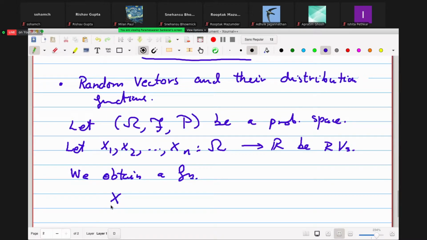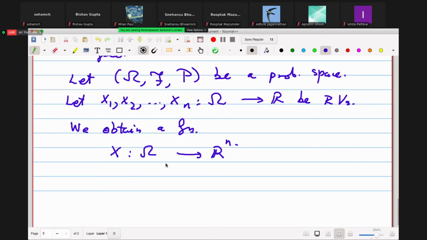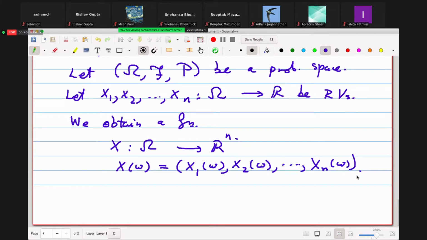So X, you may want to underline it, but no need to underline it, from omega to R power n. What is R power n? It's just an n-tuple of real numbers, right? And what does this function do to omega? It just puts these in order: X1 of omega, X2 of omega, and so on, Xn of omega. Now you see this is a vector. You can think of this as a vector in Rn, right? R n is a vector space. So this is a vector in Rn.